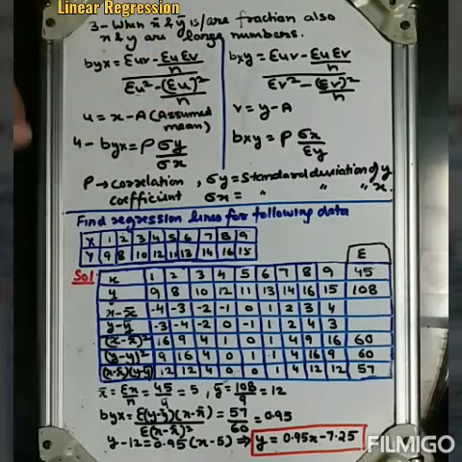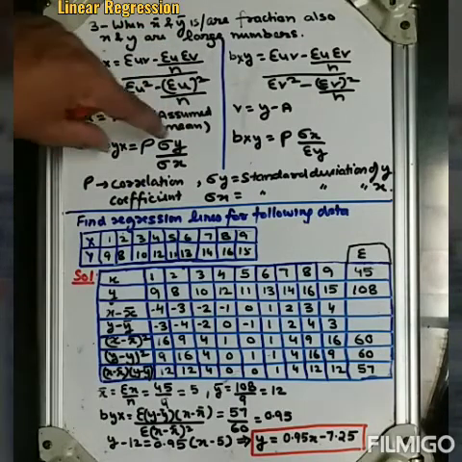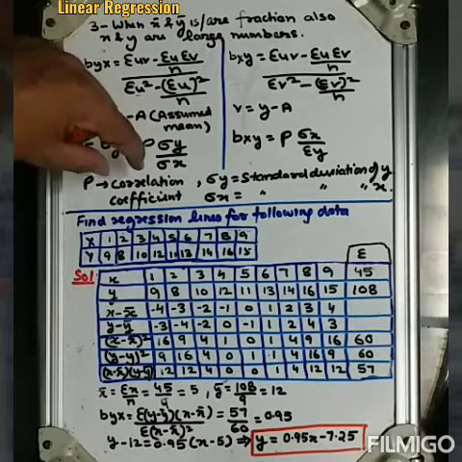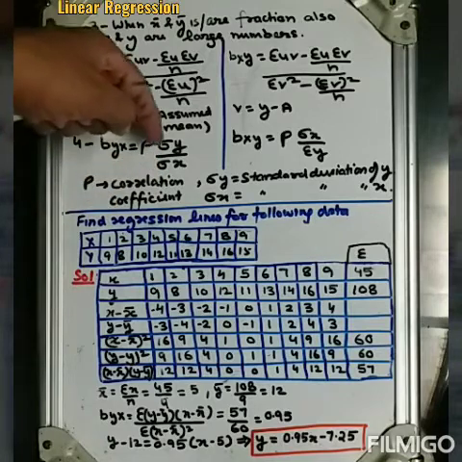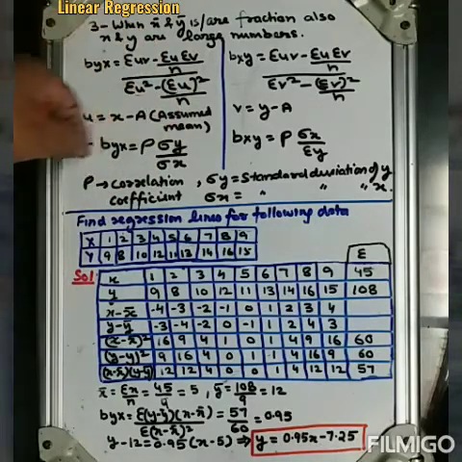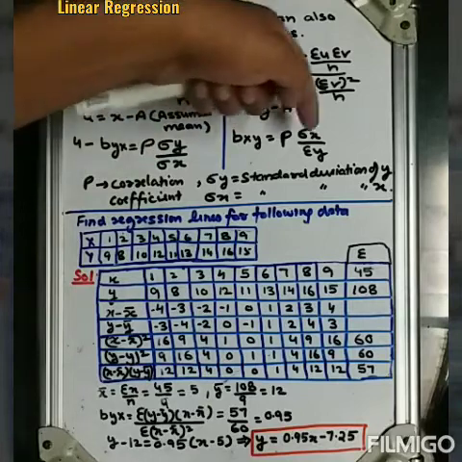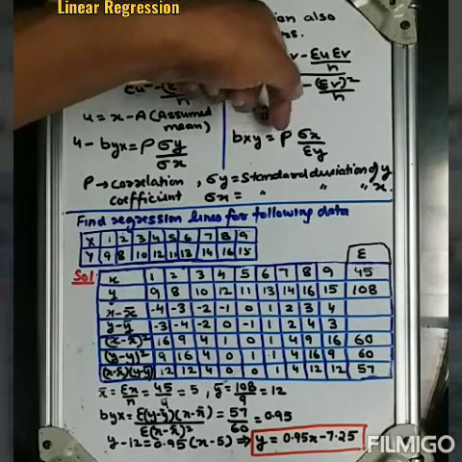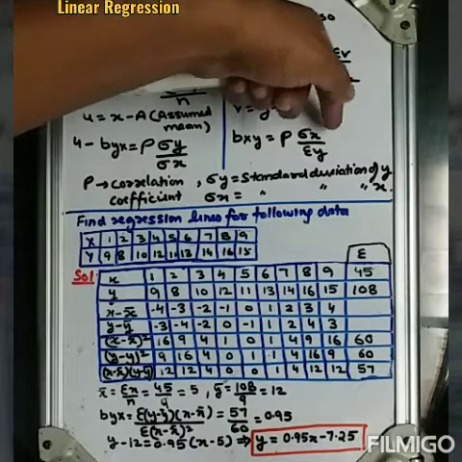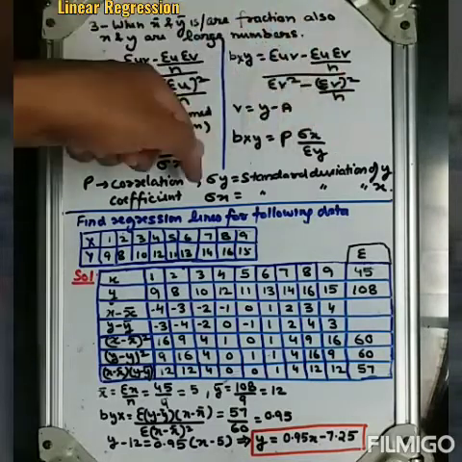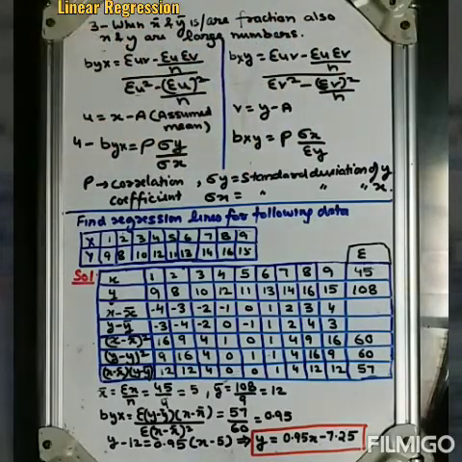When x and y are normally given, then we apply this formula. But when the correlation coefficient and standard deviation are given, then we apply this formula. Same way here also, bxy is rho into standard deviation of x upon standard deviation of y. So let us discuss with the help of an example.